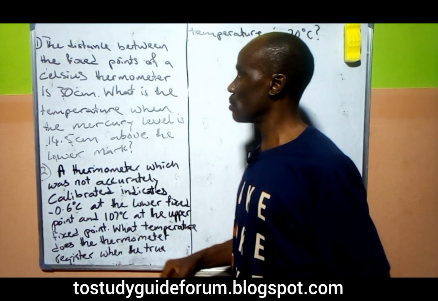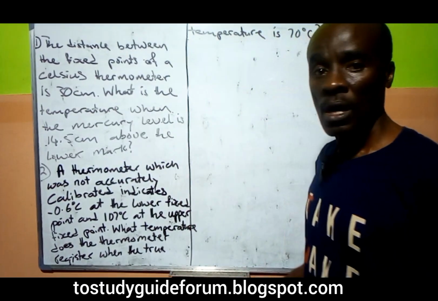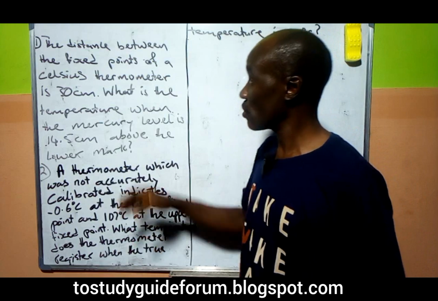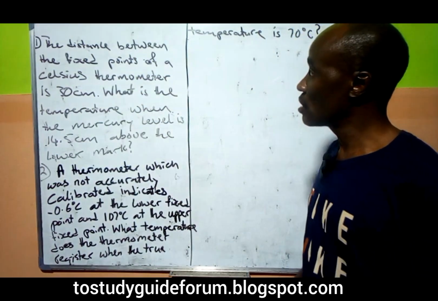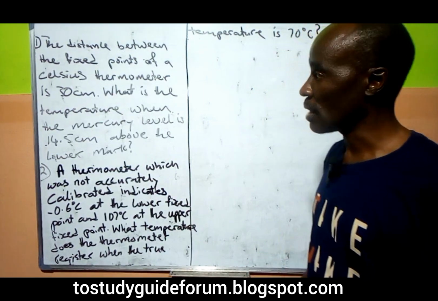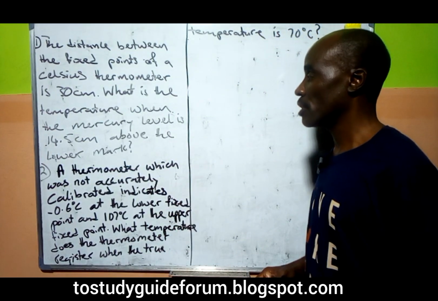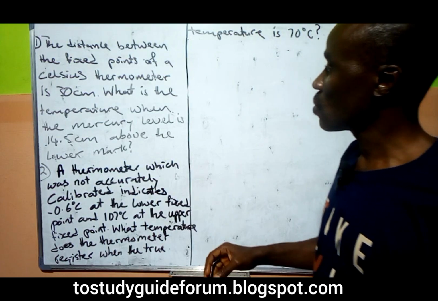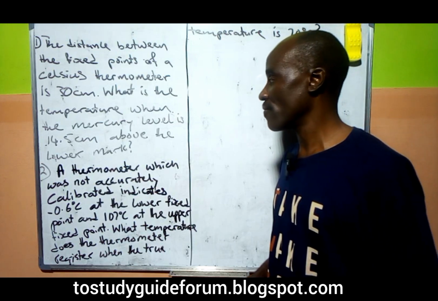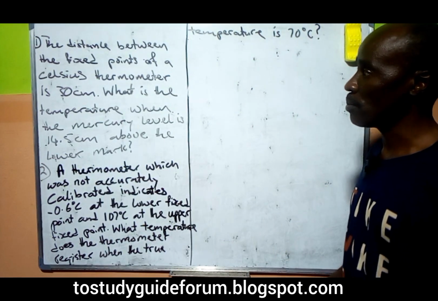So the question we are going to be solving here has to do with how to calculate the temperature of a thermometer. The first one here is that the distance between the fixed points of a Celsius thermometer is 30 cm. What is the temperature when the mercury level is 14.5 cm above the lower mark? So let's start from there first.